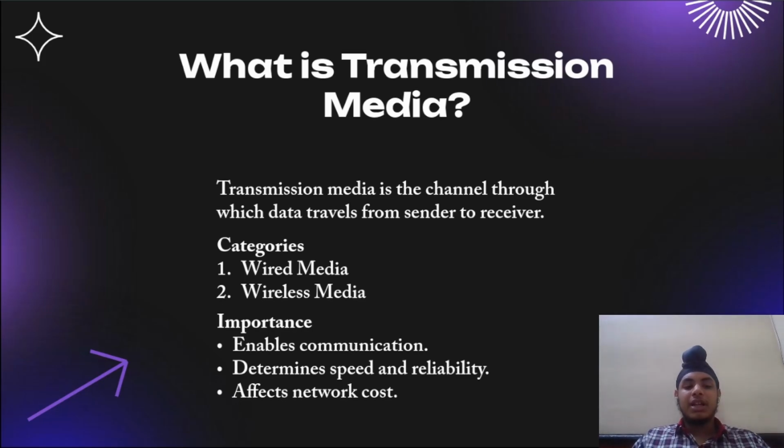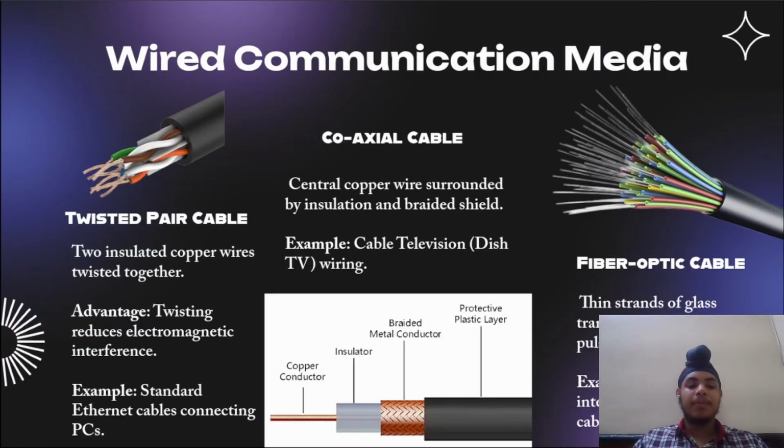Let's first understand about wired communication media. There are three types of wired communication media: twisted pair cable, coaxial cable, and fiber optic cable. First, let's understand twisted pair cable. Inside, copper wires are twisted together. This twisting naturally reduces outside electrical noise and keeps the signal clean.